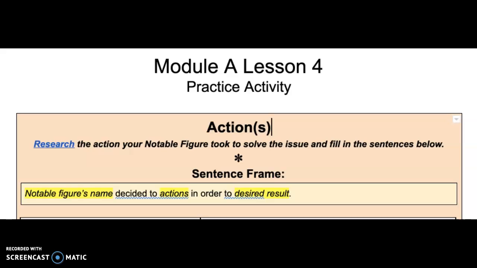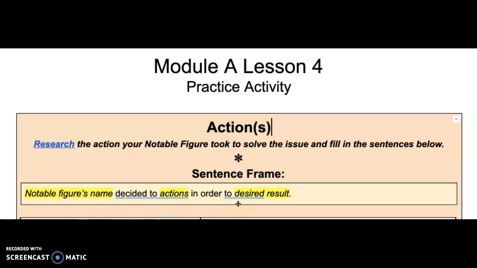Now remember that you've already given some background information and you've talked about the issue for the notable figure, and the last thing you did was the philosophy, or what was going on in society at that time. This next step is what action or actions, because sometimes there's more than one action that a notable figure did. What did they do to make a change in the philosophy of society? You'll do your research to figure out what they did in order to make a change, and then you'll use this sentence frame to help you write.